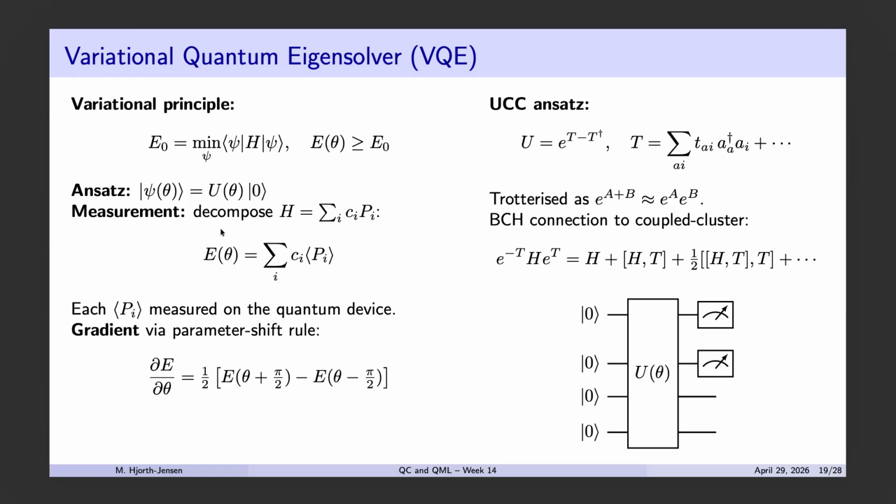And then the measurements, when we have decomposed the Hamiltonian in terms of Pauli gates, is simply given by a measurement with respect to these expectation values. Each of these is measured on the quantum device. And then we have the parameter shift rule. So this is essentially the VQE.